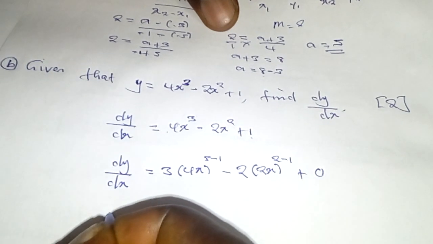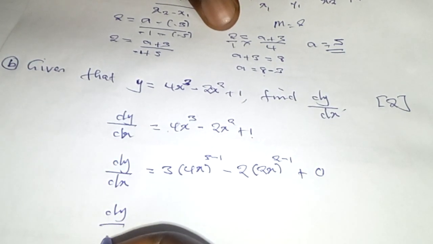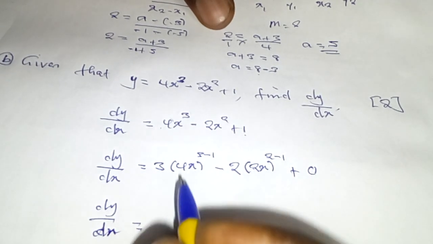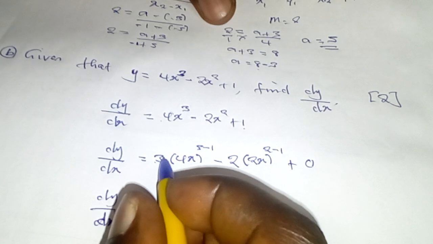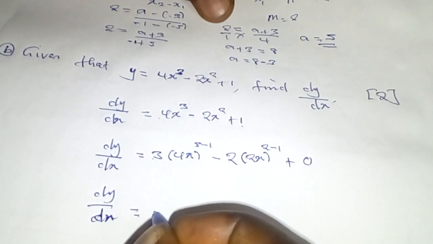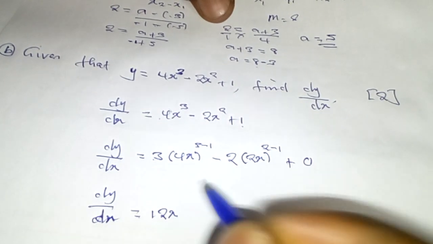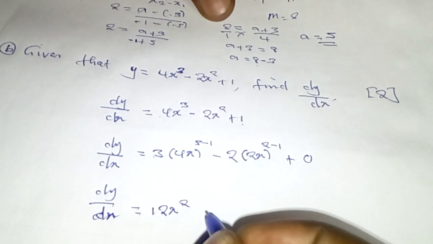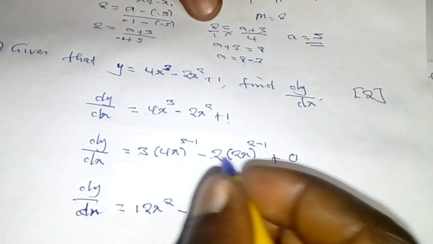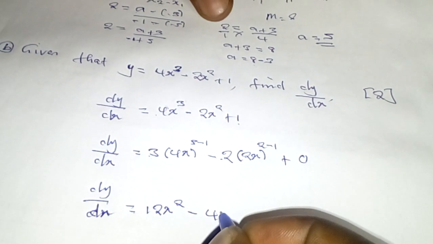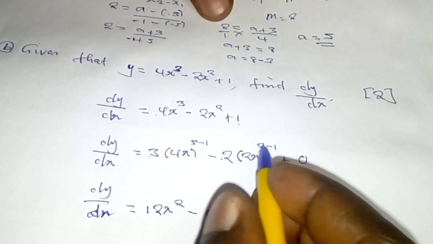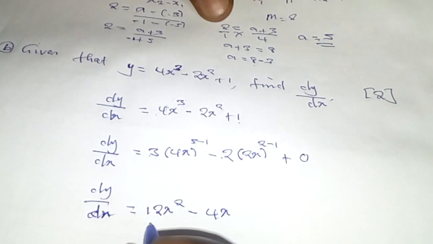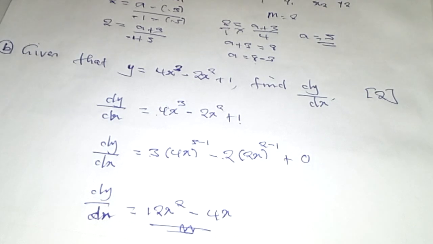So dy/dx equals, now I multiply 3 times 4, we get 12x, then the power reduces, 3 minus 1 equals 2, so 12x squared. Minus 2 times 2 is 4x, and 2 minus 1 is 1, so we will not indicate the 1. So this was the final answer.